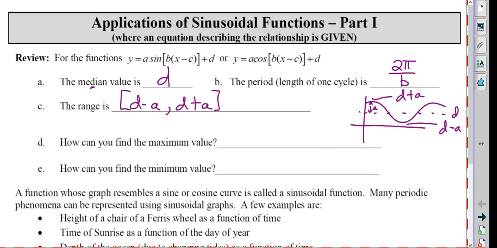How can you find the maximum value? We already did, kind of. I don't know. We probably should have asked D and E before C. So what's the maximum value? So D plus A, right? So we go from the midline. The max is an amplitude away. And what's the minimum value? D minus A. That's where those need to be rearranged.